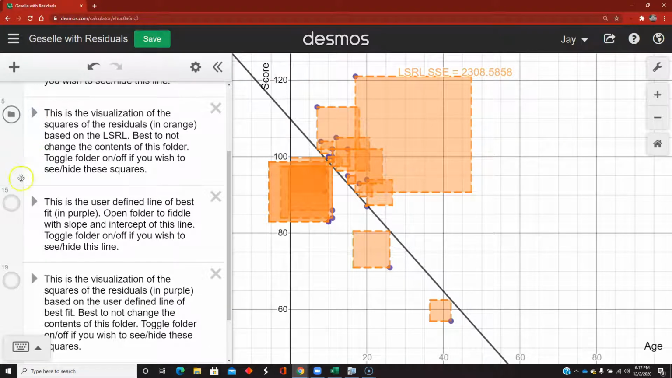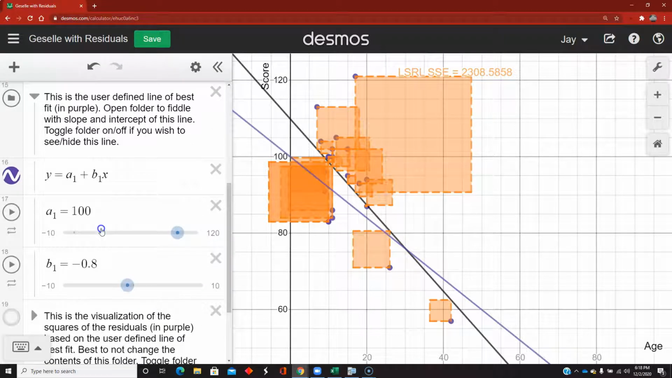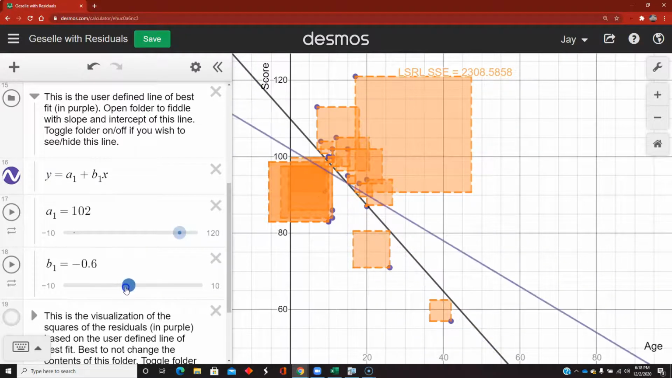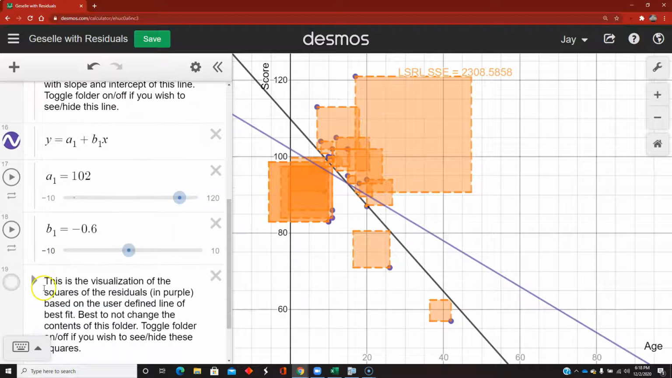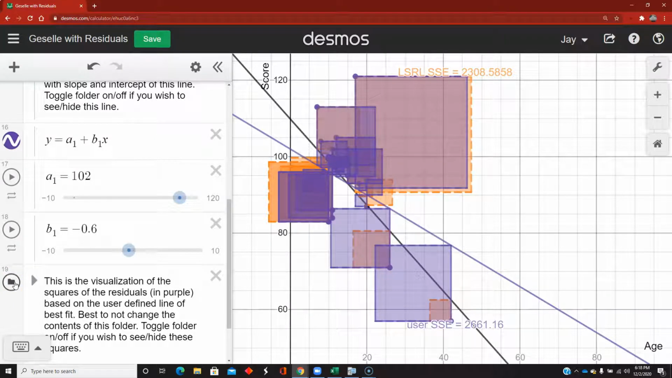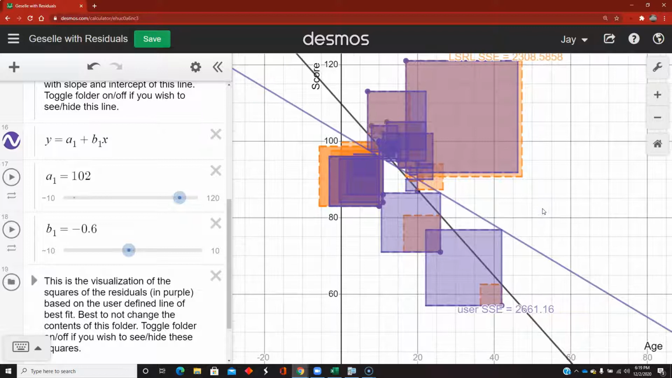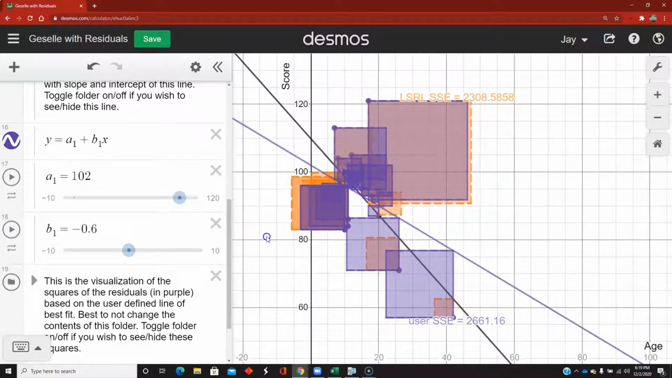Okay? Then I have a folder where I allow the user to make the line wherever they want. So this purple line is, I guess you would say, a user-defined line, and we can mess with the slope and mess with the y-intercept to try to find a perhaps better line than the least squares regression line. But also, we're going to have squares based on that user-defined line. So if I zoom in a little bit here, for example, this orange square is based off of the residual from this point to the least squares regression line, and this purple square is a square based on the residual from this point to the user-defined line. So we have orange squares from the least squares regression line, and purple squares from the user-defined line.